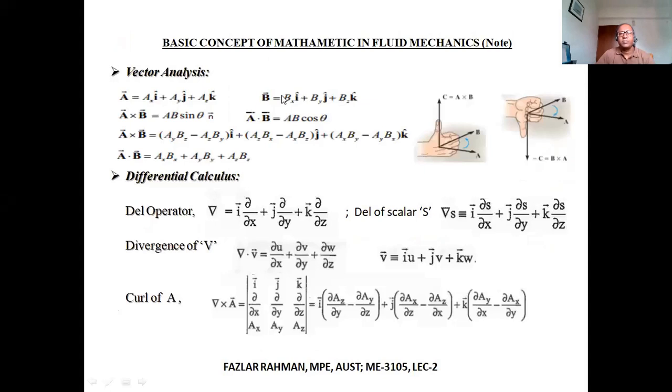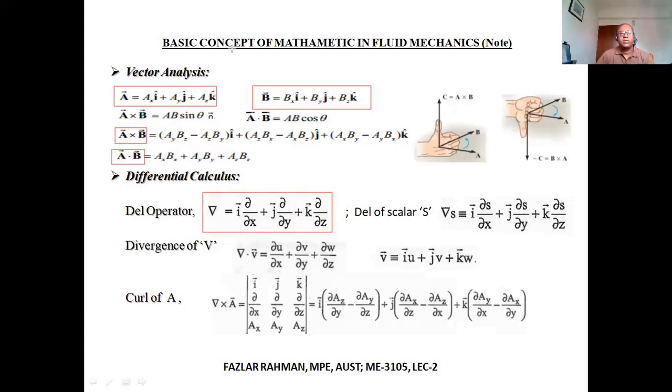Then here is the vector quantity. These are two vectors, one vector is A, the other one is B. So how can you figure out the cross product and the dot product of two vectors? This is the cross product, this is the dot product. The cross product you can also figure out by a 3D matrix, right? And here is the del operator, which you learned in your math course. This del operator is a vector quantity and we will use it in fluid mechanics sometimes. And how it is used, like del S, you will have S over here.